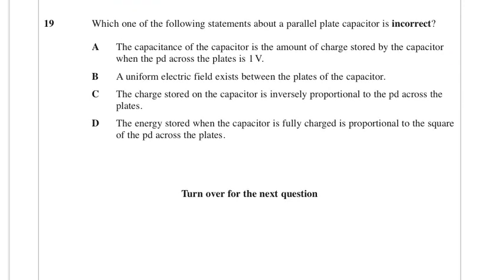Which one of the following statements about a parallel plate capacitor is incorrect? The capacitance of the capacitor is the amount of charge stored by the capacitor when a PD across the plates is 1 volt. That is absolutely correct. So that's the definition of capacitance. A uniform electric field exists between the plates. Yes, when you have parallel plates, you have a uniform field. Charge stored is inversely proportional to the PD across the plates. No, rubbish. The energy stored is proportional to the square of the PD, yeah, because it's half CV squared. So the answer we're looking for is C.